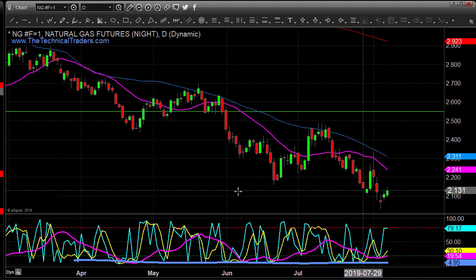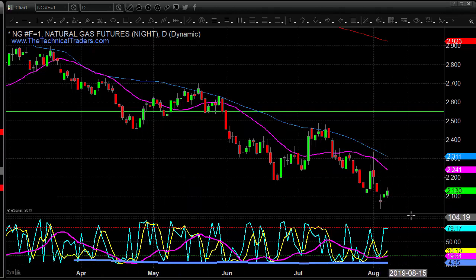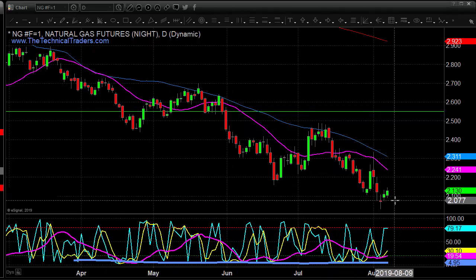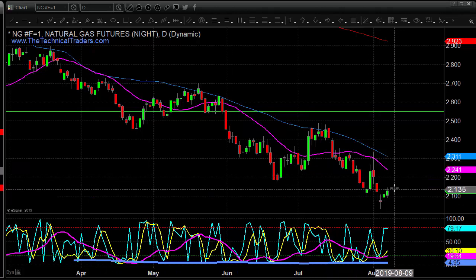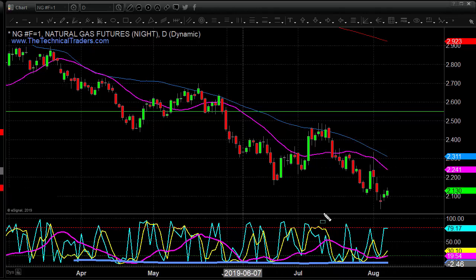We could easily see this continue to be out of favor and come back down and test these lows for a while. This is a strong downtrend. Usually it's not going to just reverse on its first bounce. It could very easily chop around for a while and build a much larger basing formation.